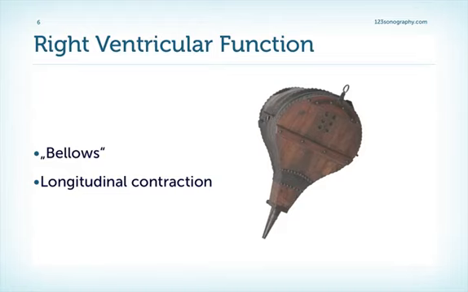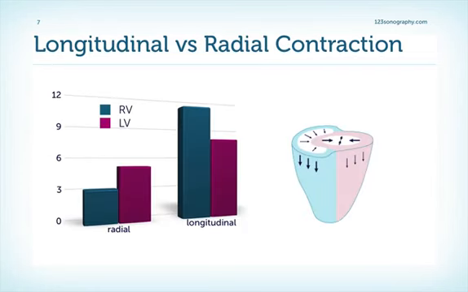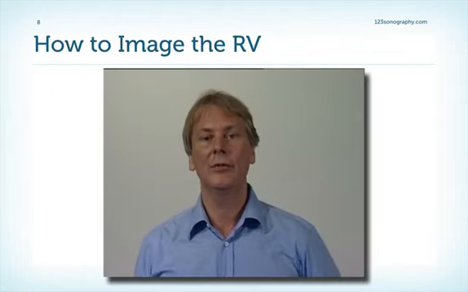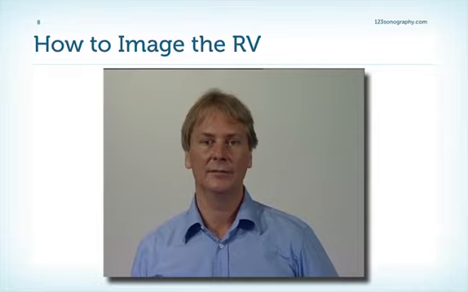The function of the right ventricle is different than that of the left ventricle. It has more the physiology of a bellows, where the longitudinal contraction is more prominent than the radial contraction. This is also shown here in this diagram, which measured the radial and longitudinal contraction in the right and the left ventricle to compare the two. You can see while the left ventricle contracts more radially, the right ventricle contracts more in a longitudinal direction. But first, let's take a look at how we can actually image the right ventricle.